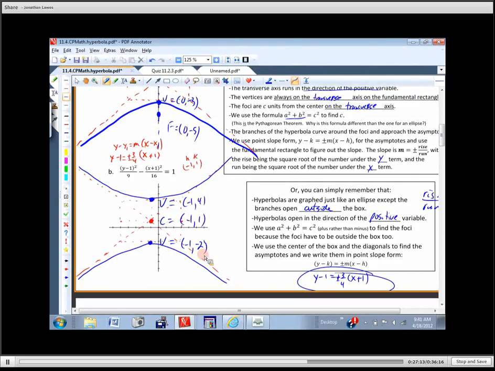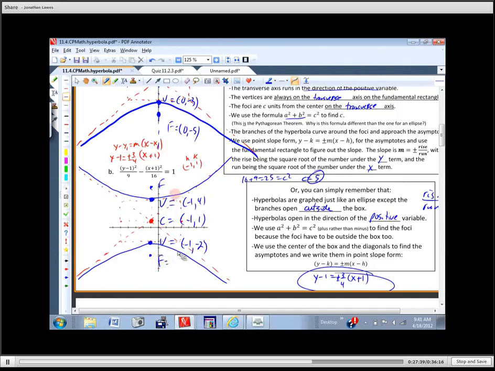What else do we need to label here? The two foci. How do we figure out how far the foci are from the center? A squared plus B squared. So again, it's going to be 16 plus 9. That's going to be 25. That's C squared, so that means C is equal to 5. So I'm going to go up 5, put a point right there. There's a focus. Down 5, put a point right there.